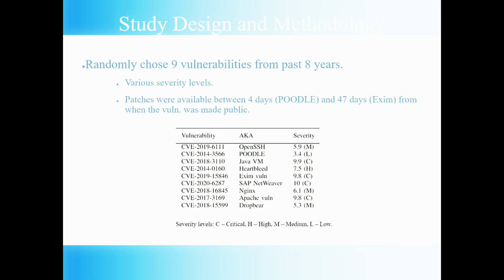So we randomly chose 9 vulnerabilities from the past 8 years. This table here shows the vulnerabilities that we chose. The table also shows the severity level of these vulnerabilities. So they varied from low to medium severity to high or critical severity.